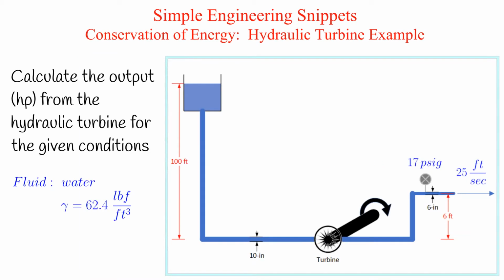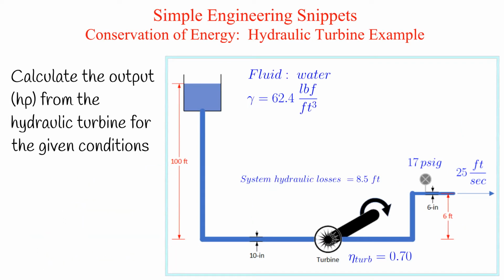A hydraulic system is hooked up to a tank that supplies water via gravity. The heights, diameters, and the velocity are as indicated. The efficiency of the turbine is 0.70, and the hydraulic losses for the given conditions is 8.5 feet.